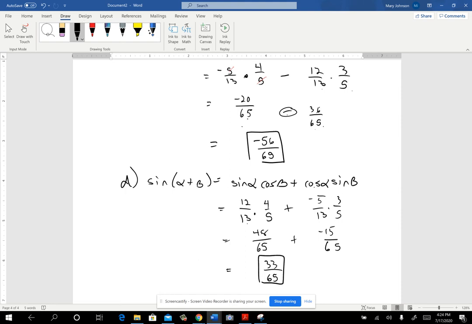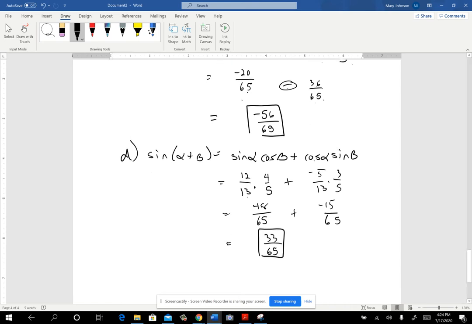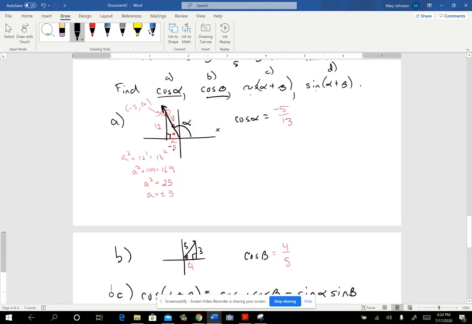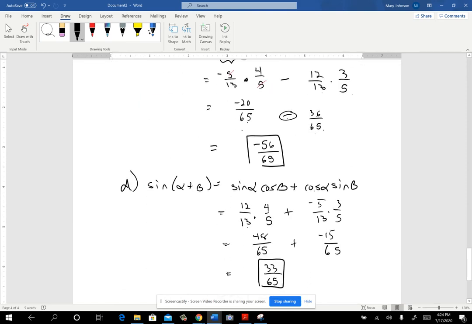All right, let's do one more of those, and let's put a tangent into it. Let's see if I can get a new page here.